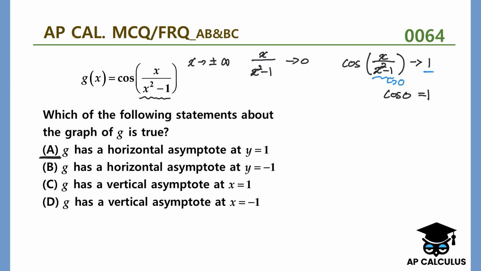Remember, cosine graph looks like this, starting from 1, goes to 0, goes to -1, 0, 1, right? The value of cosine is always between -1 and 1, right? So, therefore, the g function, which is a cosine function, doesn't have any vertical asymptotes. Okay? So the answer for question 64 is A.